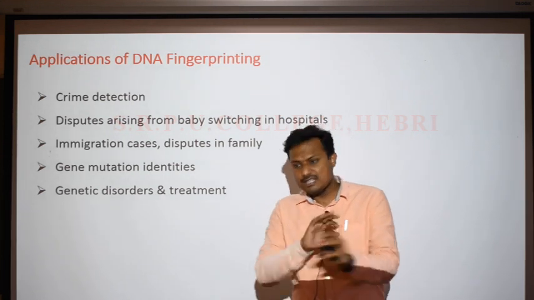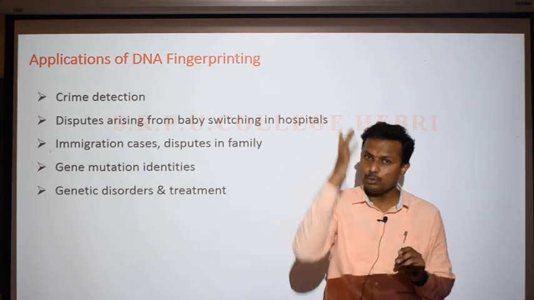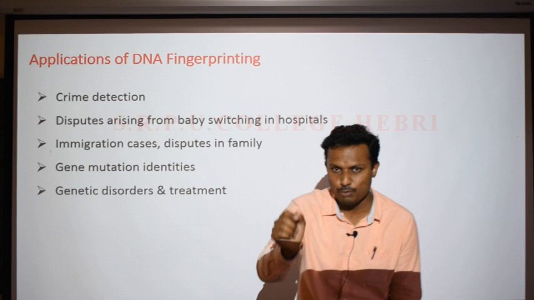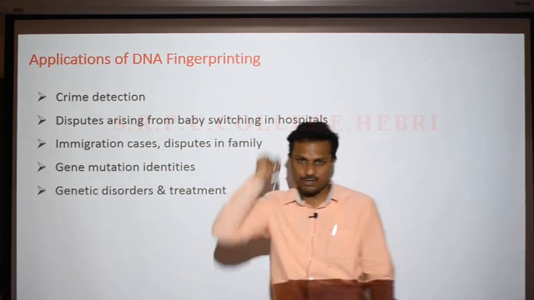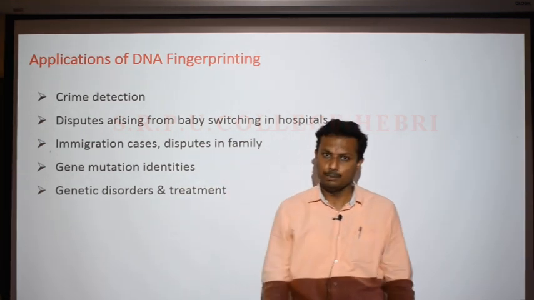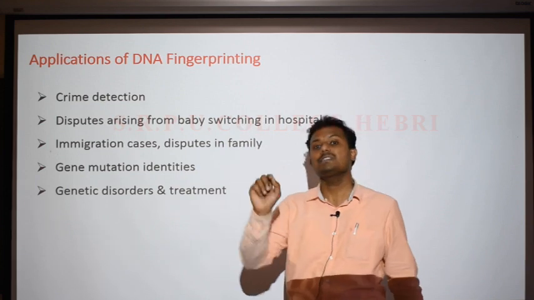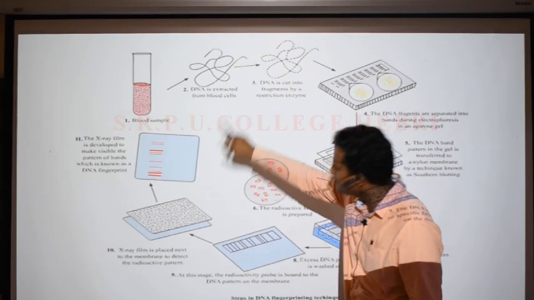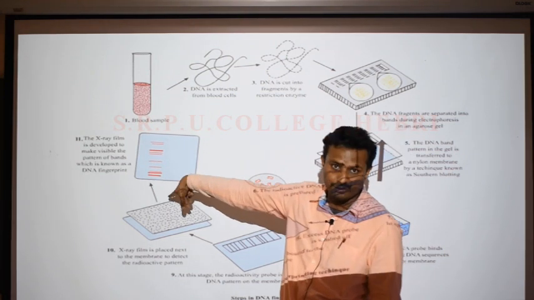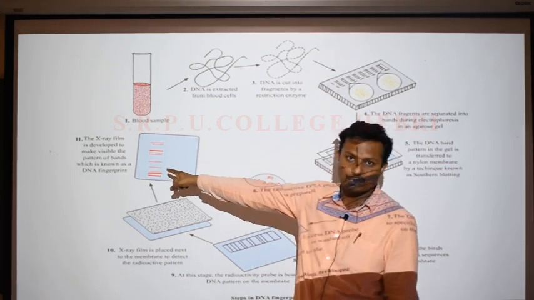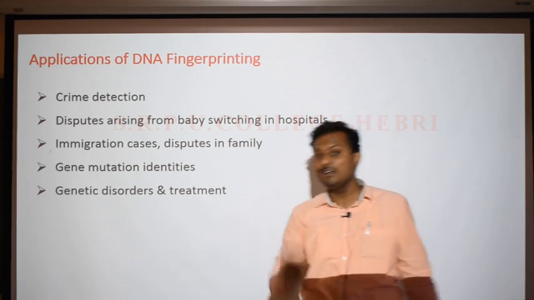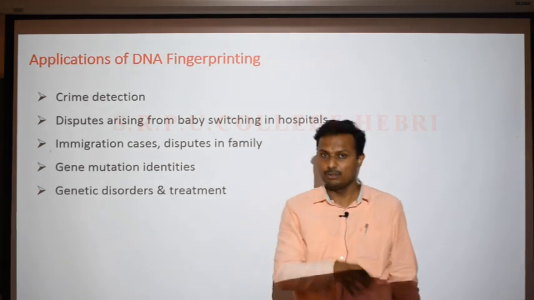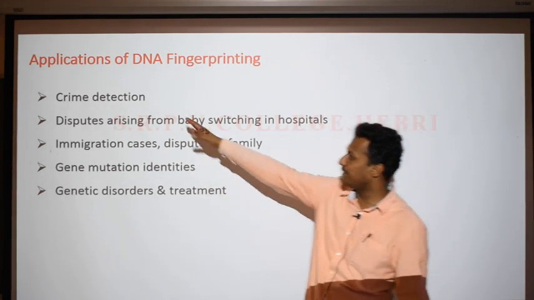So even a small hair, or any small cell of the body of the person who has done this, the culprit, even if we find one cell of theirs, the DNA can be extracted and subjected to all this process, and we can get this pattern. Once we get this pattern, we can easily identify who the person is, the person who is the culprit can be identified.